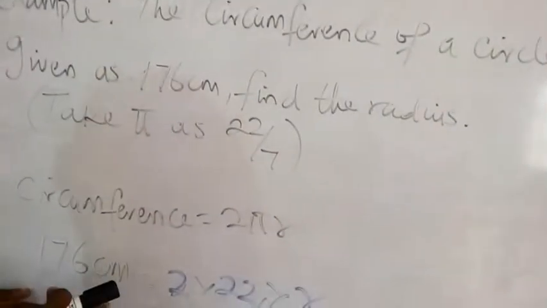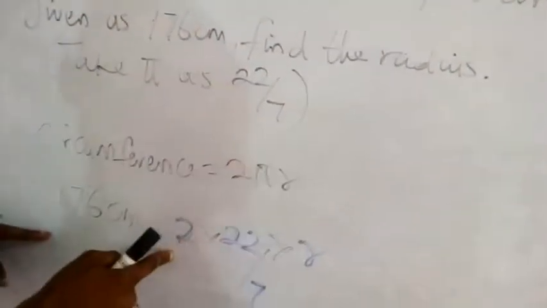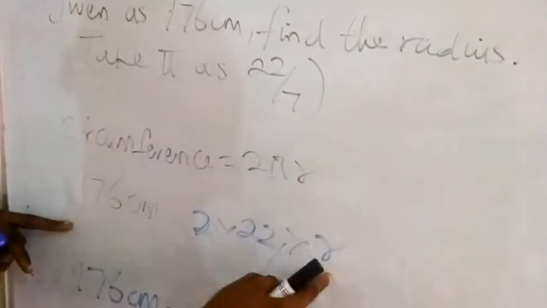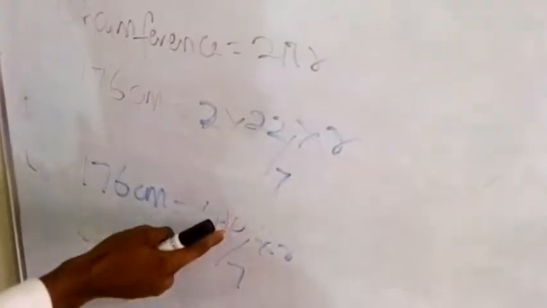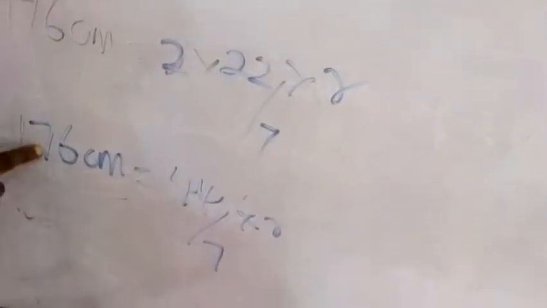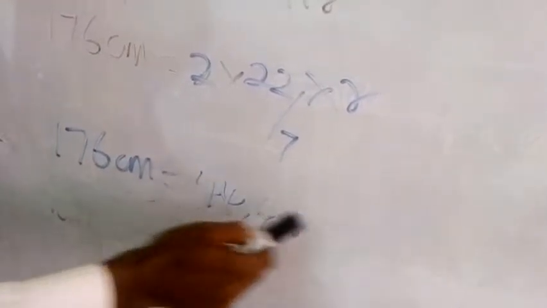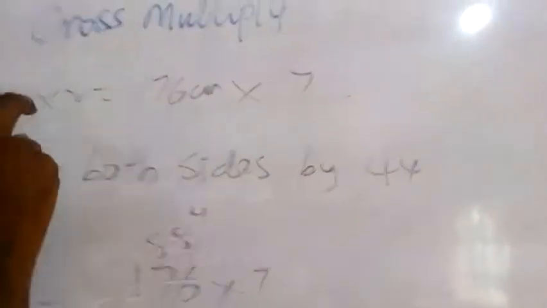So we have 176 will be equal to 2 times 22/7 times r. Now 2 times 22 gives us 44, then all over 7 times r. At this point we cross multiply. 1 times this will give us 44 times r. We cross multiply. This multiplies this and this multiplies this. We have 44 times r will be equal to 176 times 7.